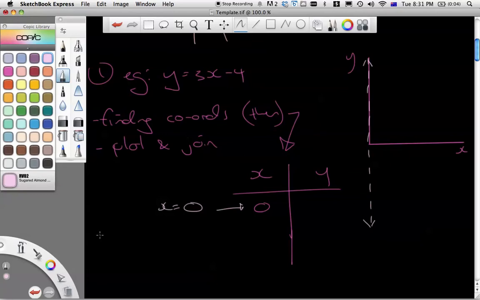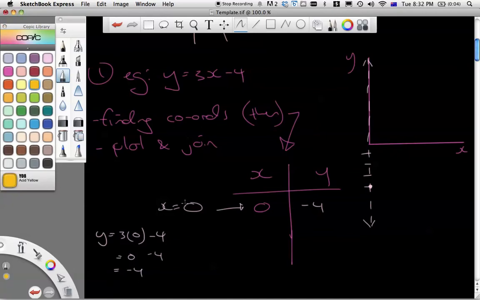Well, that's easy. All we have to do is put the x value into our equation. 3 times 0 is 0, minus 4. y equals minus 4. So we just put a minus 4 there. So we know that here, when x is 0, we go down 1, 2, 3, 4. And so we've got a point here, right?